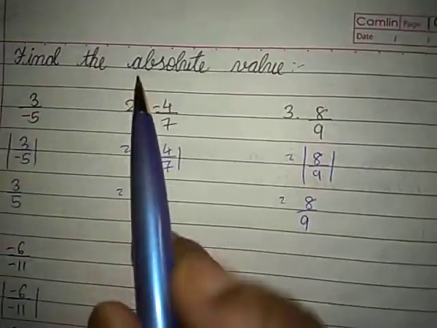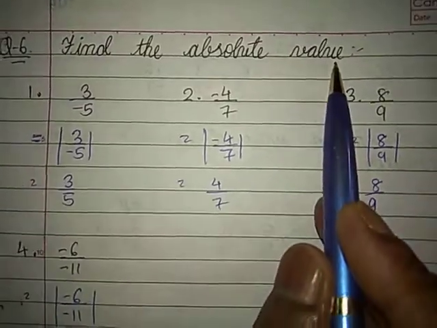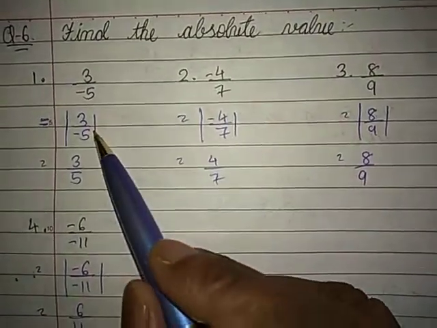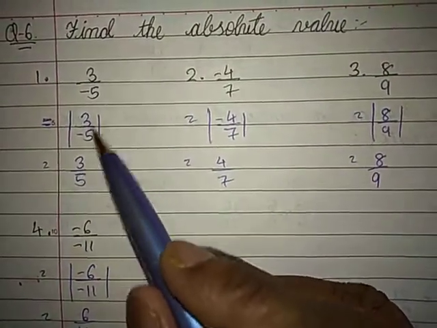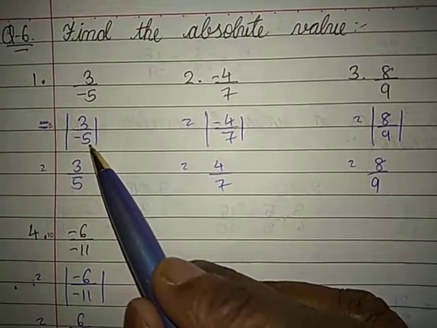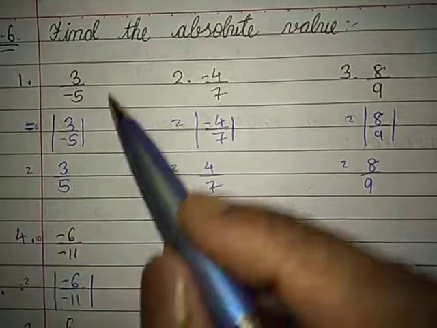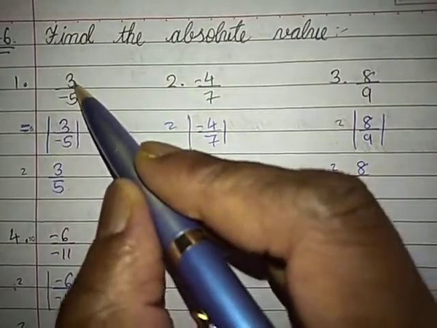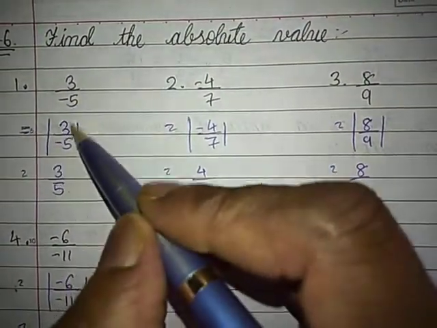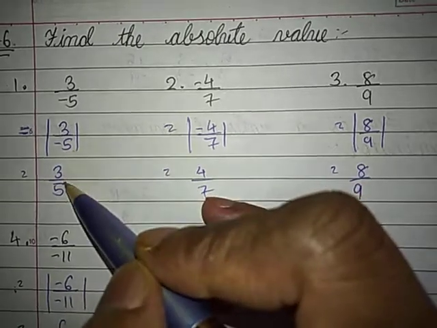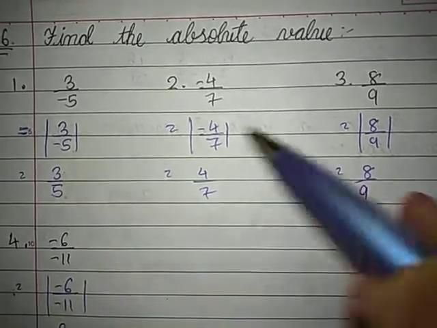Find out the absolute value. Absolute value means mod, and from this mod, the minus is removed. Even if there is a minus sign inside, when it comes out, it becomes plus. So put mod of 3 by minus 15, and when it comes out from there, it becomes 3 by 5.